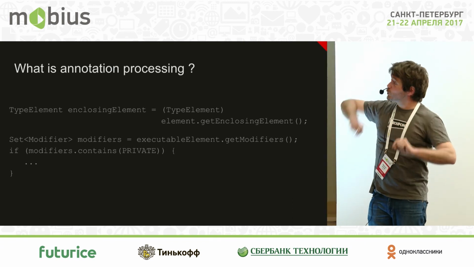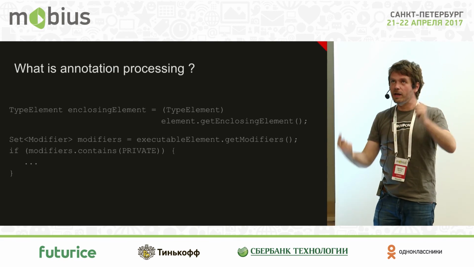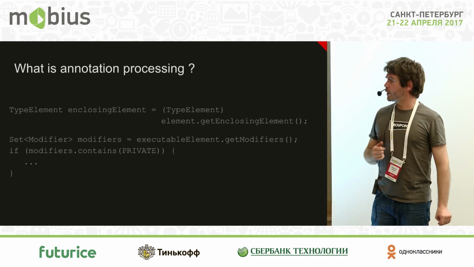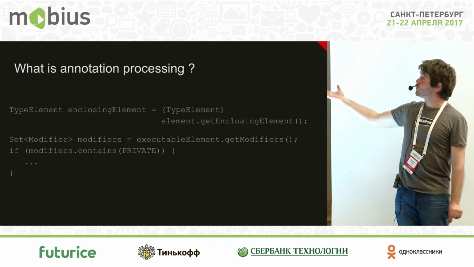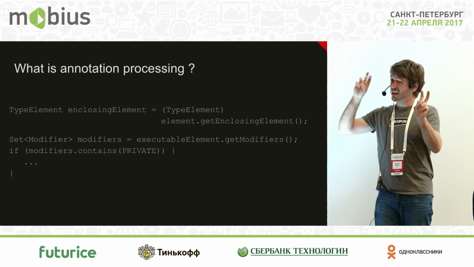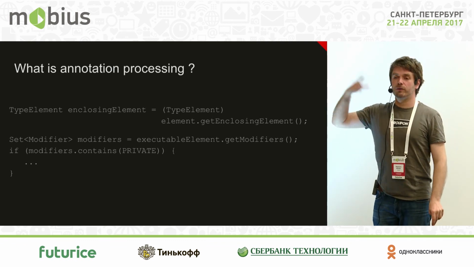You ask an element to get the enclosing element. So you think, oh yeah, maybe I'm in a class, it's the inner class, I want to get the outer class, so cool. But you have to cast it. Oh yeah, why? No one knows. And then you ask a type element to get all the executable elements, which is kind of a name for methods, but not exactly. And then you get a set of modifiers and so on and so on.